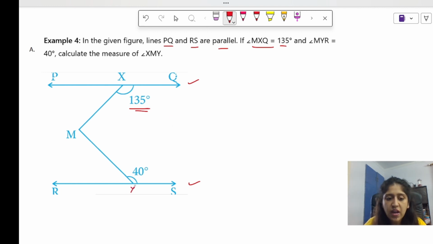MY, this point is Y, and R. MYR is 40 degree. This is MYS. I'm so sorry. This is MYS. MYS is 40. I hope the concept is clear, the question is clear. Now we have to find X and Y. Which angle? We have to find this. ठीक है. हमें ये angle find out करना है. How do we do this?